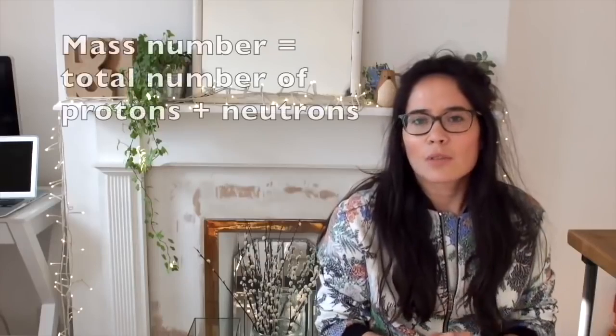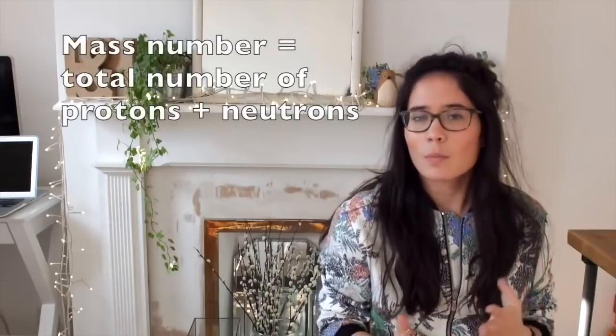So remember, the mass number of an atom is found by adding together the protons and the neutrons. It's also important that you know the definition of the word isotope.